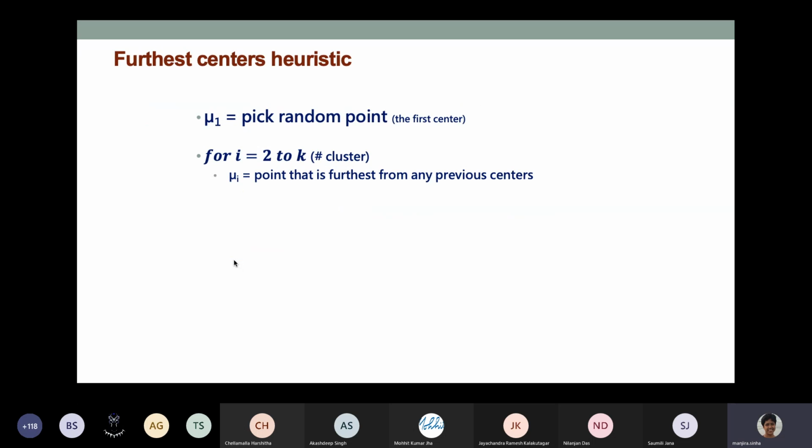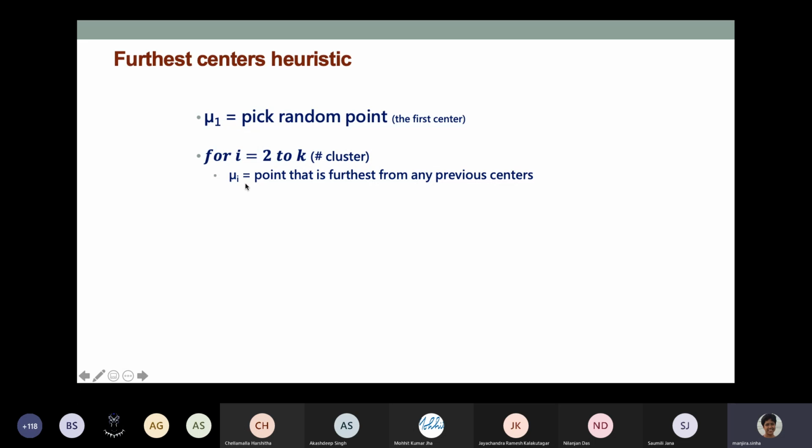So let us see what the farthest centers heuristic means. Say I pick the first center randomly, which is mu1. For i equals 2 to k, where k is the number of clusters, i is initialized at 2 because I have picked the first cluster center. Say for example my k value is 5. That means I have picked the first cluster center, but I still need to pick the other 4 cluster centers.